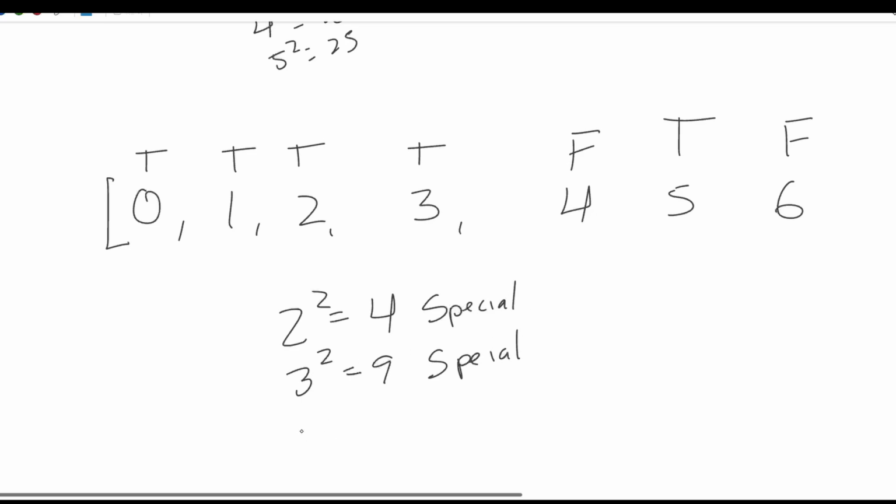And then the next prime number is 5 squared. But this is outside the range that we're looking for, right? We're only going up to 16. So at this point, we would just stop and say, out of all the numbers that we have in total, we found 2 special ones. So we can remove these from our count and then return that as our answer.